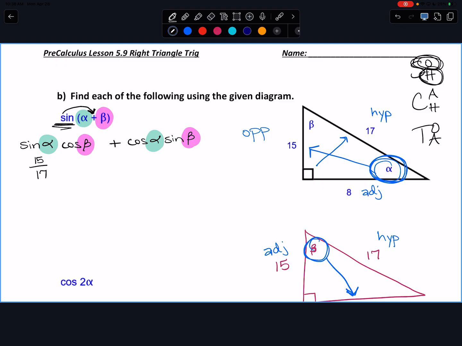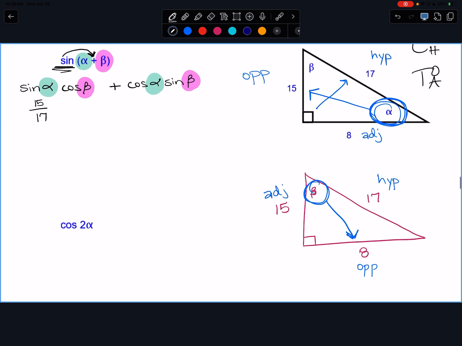What's the cosine of beta? So which triangle should I look at? The top or the bottom? Bottom. Cosine is adjacent over hypotenuse. Look at what adjacent is on that second triangle. It's 15. Because we're working with a different angle, instead of being opposite, it's now adjacent, okay?